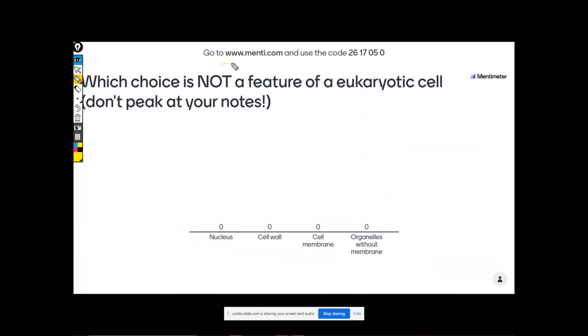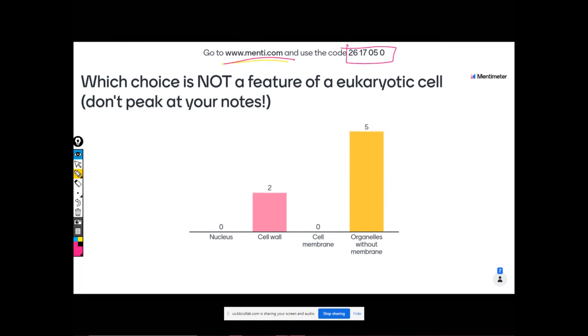So remember, we're going to go to menti.com. Yellow does not work when you're on white. Menti.com, and it's going to ask you for a code. So here's your code, 2617050. Now without looking at your notes, you're going to tell me which is the best answer for not a feature. So which thing is least likely to be indicative of a eukaryotic cell?